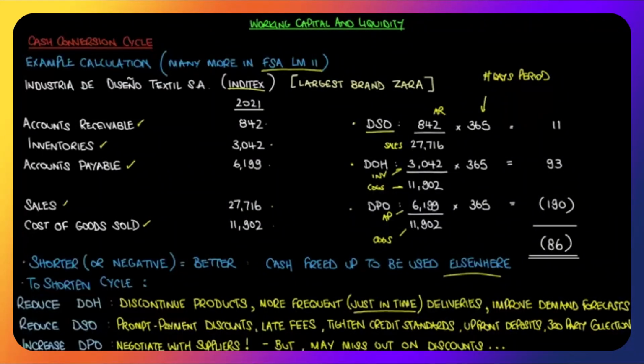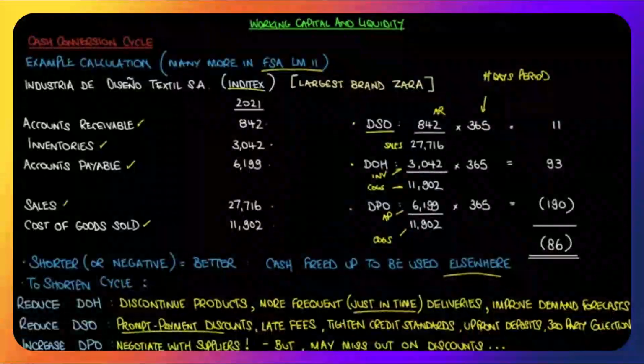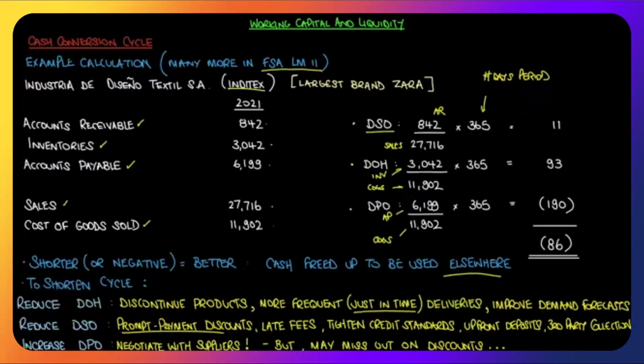You could also reduce your days of sales outstanding, get cash from your customers quicker. You can do that by giving prompt payment discounts. Clearly, there is a cost associated with that, so you've got to weigh it up. Charge late fees. So, carrot and stick here. Tighten credit standards. Don't sell to customers that you don't think are going to pay quickly. Again, there's a cost there because that might reduce your sales overall.